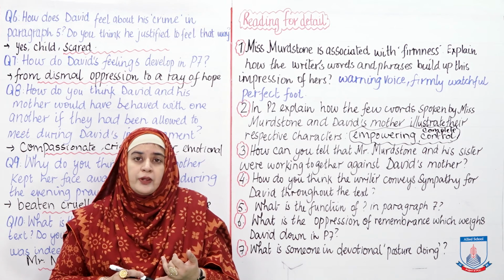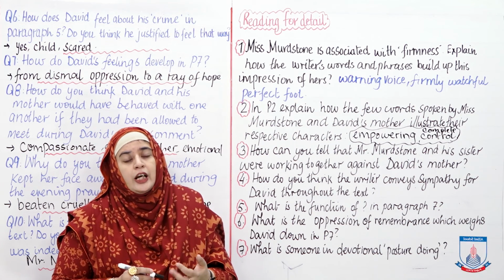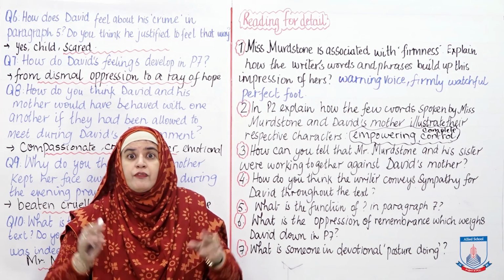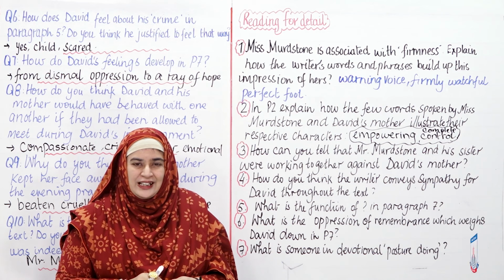So we have done the comprehension question answers of Unit 8, reading for interpretation and reading for detail. I've given you answers of all the questions. Copy them down in your copy, right?